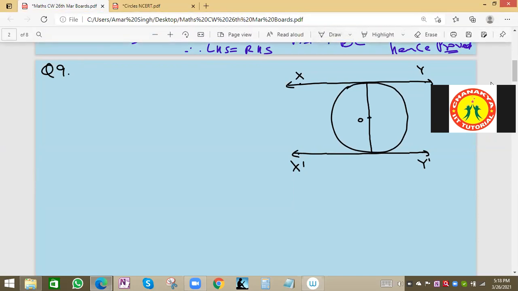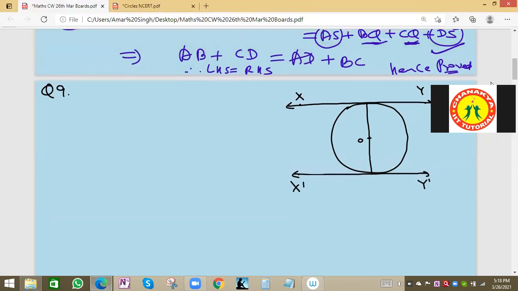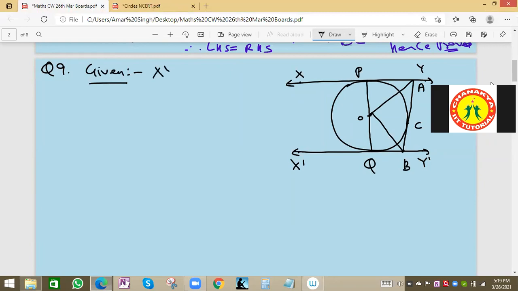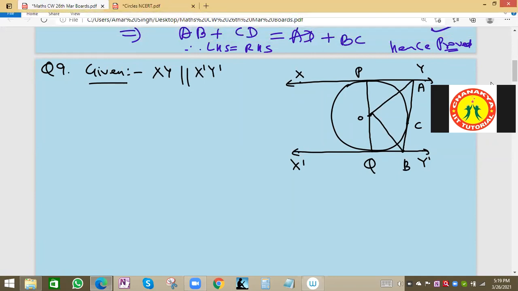Then here one more tangent, PQ. A, this is C, this is B. Join A with B. Given is a circle with center O, and line XY is parallel to X dash Y dash, and AB is also a tangent at point C.